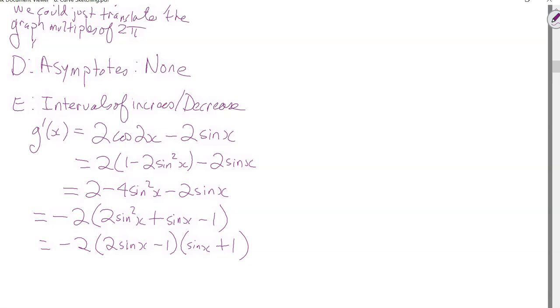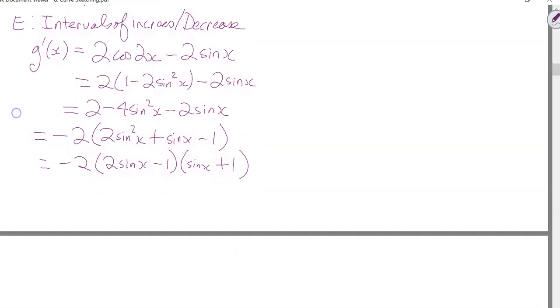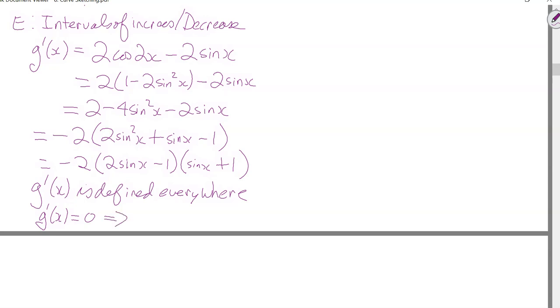So this is defined everywhere. G prime of x is defined everywhere. Remember, critical points. G prime of x is defined everywhere, and G prime of x equals 0 means 2 sine x minus 1 is equal to 0, so sine x is 1/2. So x is pi by 6, 5 pi by 6.